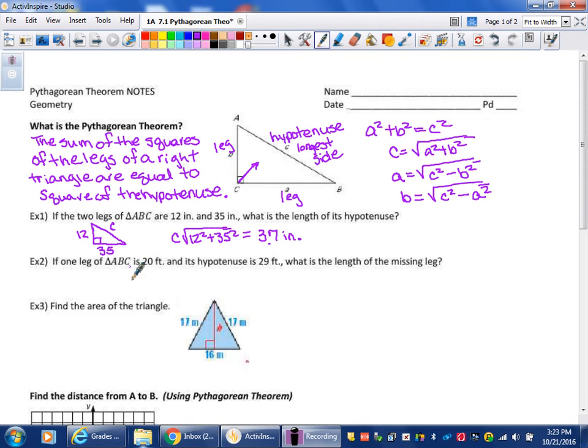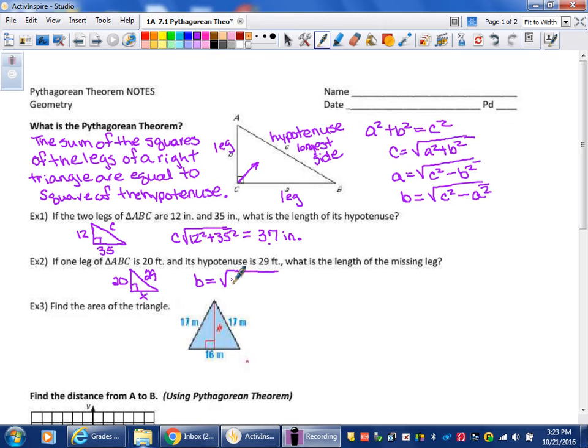Please don't forget those units. Okay, now let's look at example 2. If one leg of triangle ABC, it's a right triangle, right? We're still using this triangle. I'm just redrawing it. If one of my legs is 20 and the hypotenuse is 29, what's the other leg? Well, now, let's just say they're looking for B. Now they want B. I'm given the hypotenuse. I am given C, so I always subtract from C.